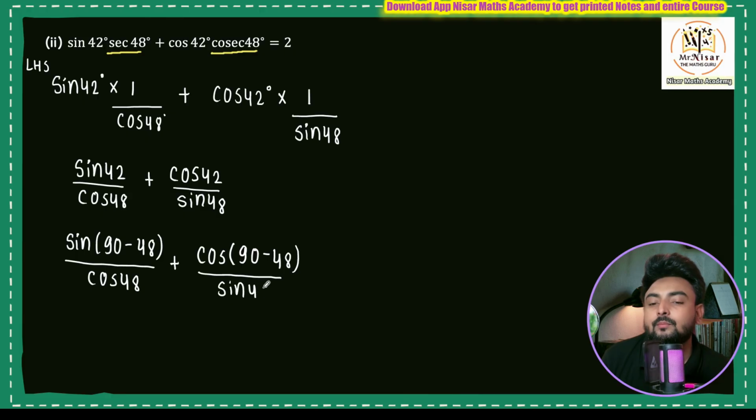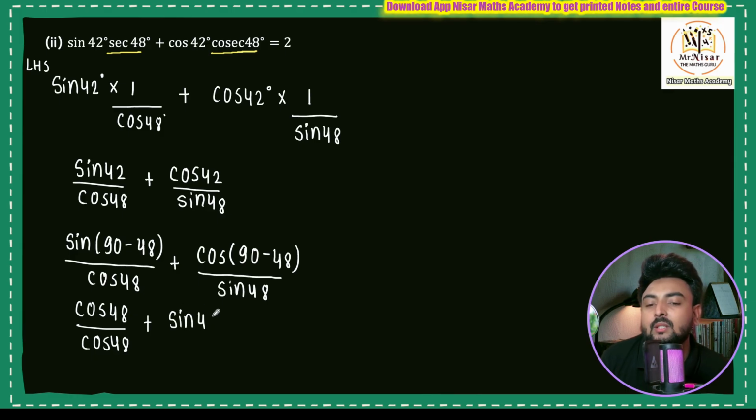Now you say me, children, 90 minus theta. Sin 90 minus theta becomes cos theta. And what is the value of theta here? Theta value is 48. So cos 48, and this will be also cos 48. Now you say me here what will happen? Cos 90 minus theta is nothing but it is sin theta.